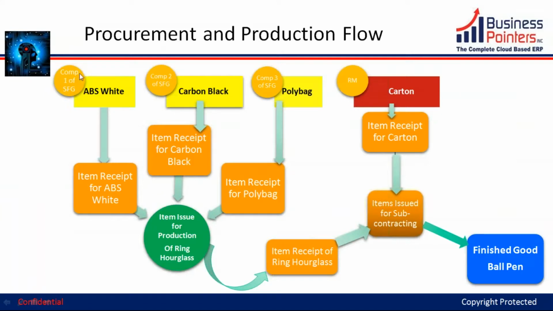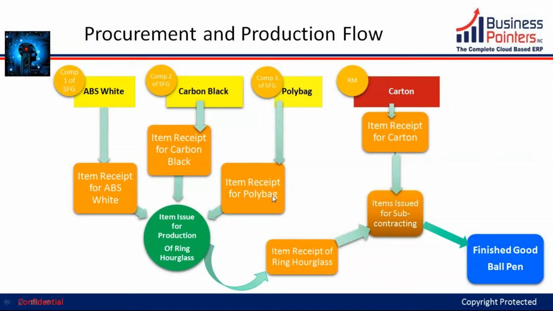So if you see over here, we have a sequence of process. So if you see here, we have ABS white, which is component 1, component 2 carbon black, component 3 of the semi-finished product, and then the raw material to make the finished product. So first item receipt will be done into the system. So this is actually a process, how it actually works in the system. So if you see here, we are doing an item receipt for the component 1, an item receipt for the component 2, an item receipt for the component 3 into the system.